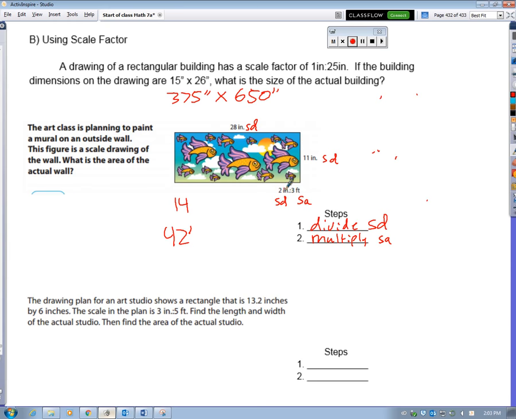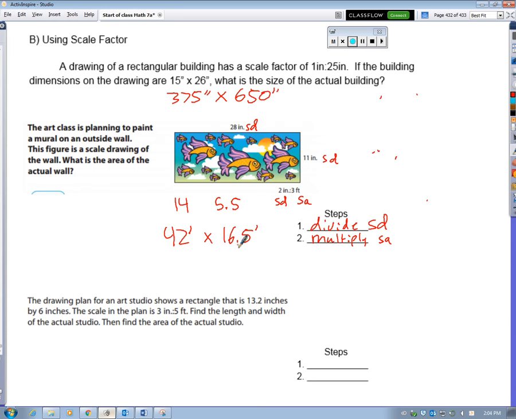Alright, let's take our SD, divide it by the SD. We want to find out how many times 2 inches will go into the 11 inches. That is going to be 5.5 when we divide 11 by 2. Now we're going to take that amount and we're going to multiply it by the 3 feet. And when we do that, we are going to get 16.5 feet. Okay, so the actual size of our wall is 42 feet by 16.5 feet.